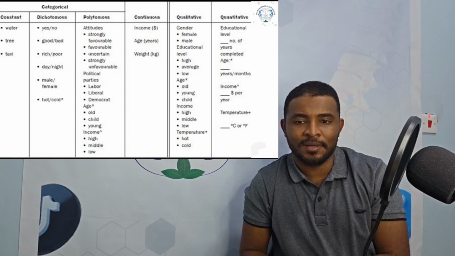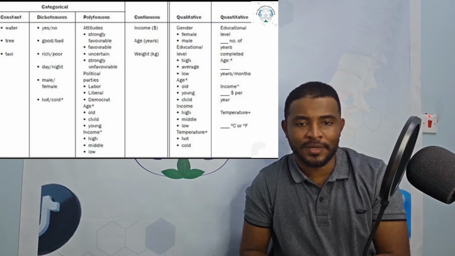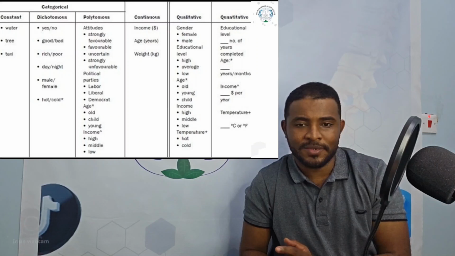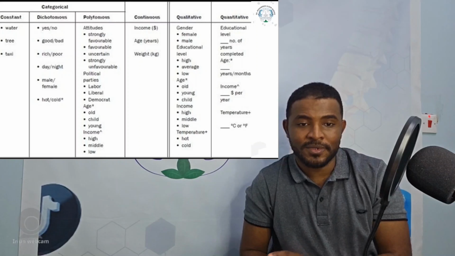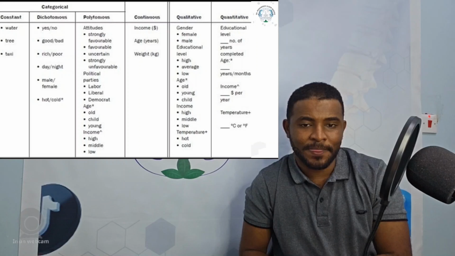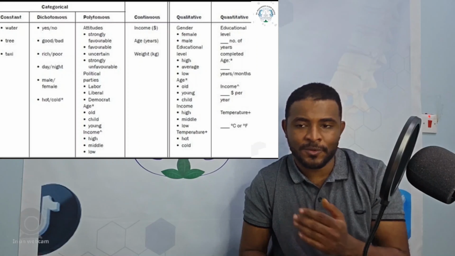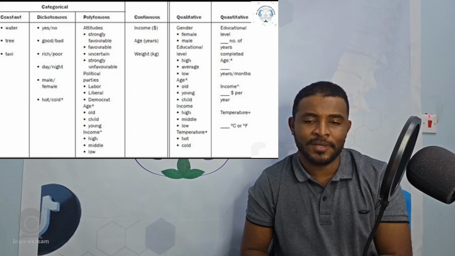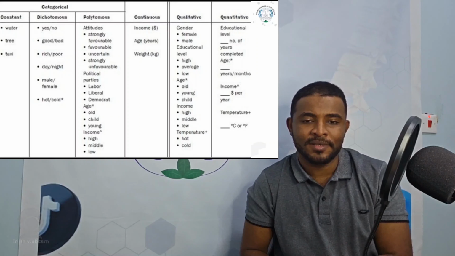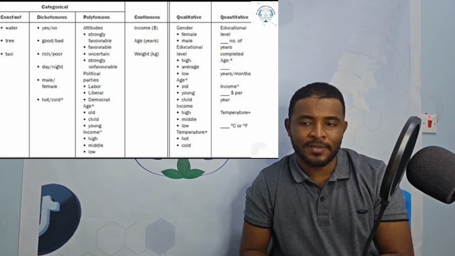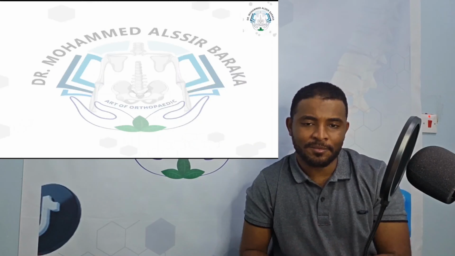This is a table for categorical variables, and this is continuous, the quantitative variables. Each type of variable here has examples. So you can revise this table by the end of this lecture, and learn the types of variables.